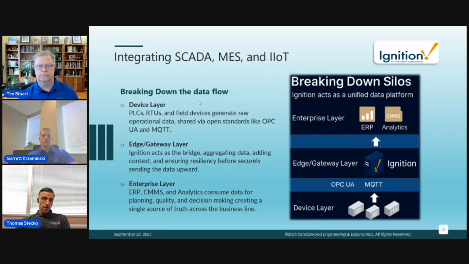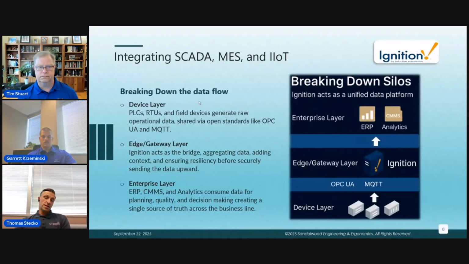And then in the middle layer, we have the edge or the gateway layer. This is where Ignition bridges the operation and business system gaps. So here Ignition is going to aggregate and contextualize that data, which can be used for reporting and displaying our information through various dashboards. And this provides resilience and store and forward capabilities.